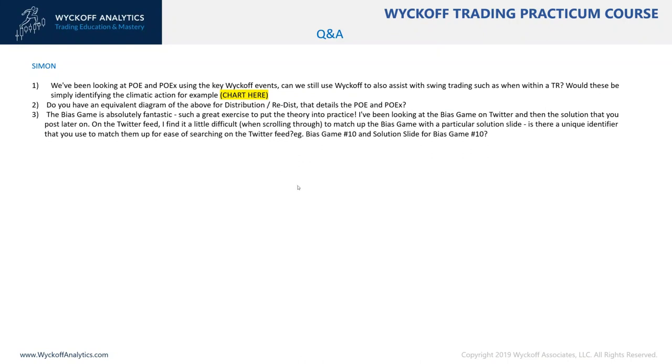On the Twitter feed, I find it a little difficult when scrolling through to match up the bias game with the particular solution slide. Is there a unique identifier that you use to match them up for ease of searching on the Twitter feed? We will think about this. So Simon, thank you for this feedback because I actually agree with you. It is a little bit hard to find, when you look at the solution, the original slide and to find what we started with. So I'll think about that.